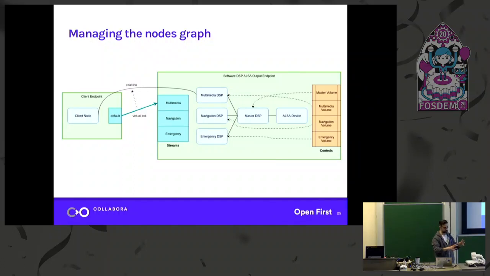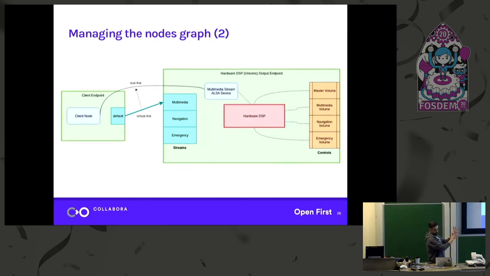And then, how do we make the connection between the endpoints and the actual media nodes? So maybe you have, again, two endpoints, an application that plays something and an amplifier, and you want to implement volume controls per stream. So you have the multimedia stream and the navigation stream, which, as I said earlier, need to be treated differently. The software DSP ALSA output endpoint that I've written there is creating a couple of DSP nodes that implement volume controls per stream. And as soon as you make this virtual link on the endpoints graph, it goes and creates the actual link on the media routing graph.